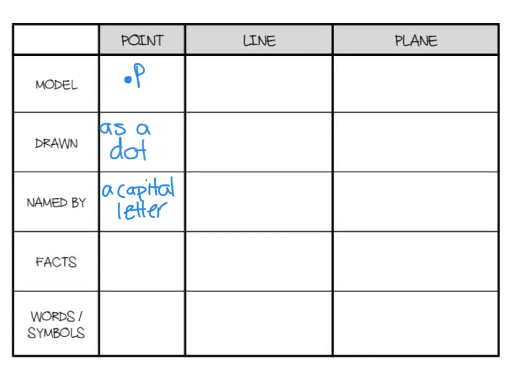Some facts about it: it doesn't have shape or size. So even though it looks like a circle, it's not. It's just a point. There's no shape or size. And the words or symbols, we either say P or we refer to it as point P, or whatever letter it's labeled as. A line is modeled like this.